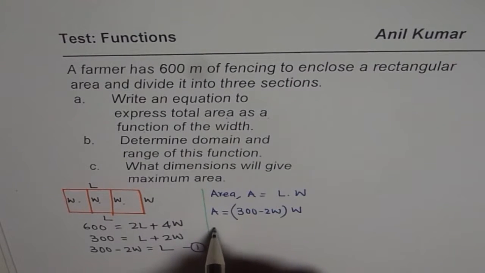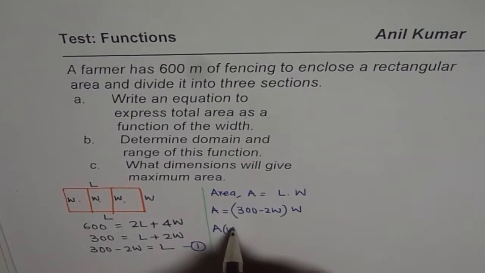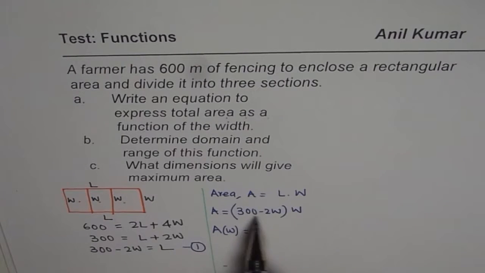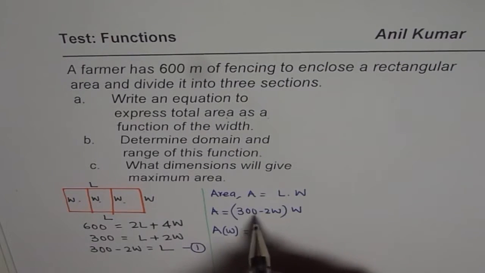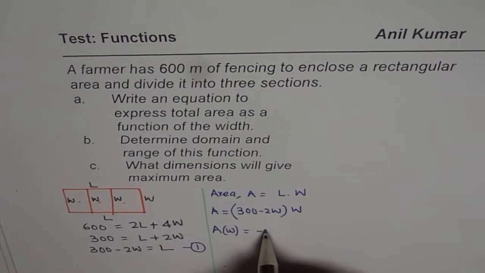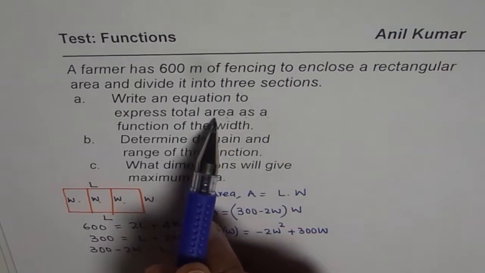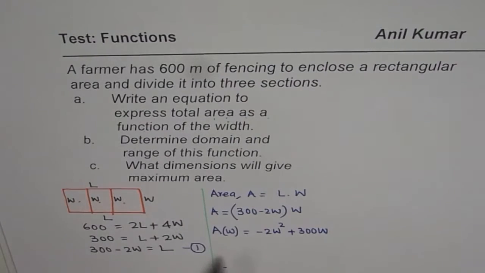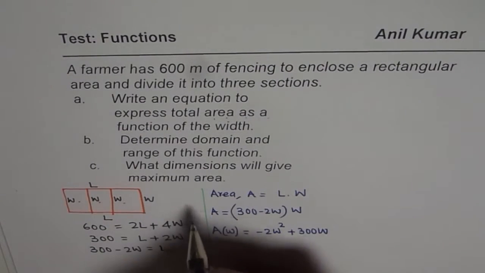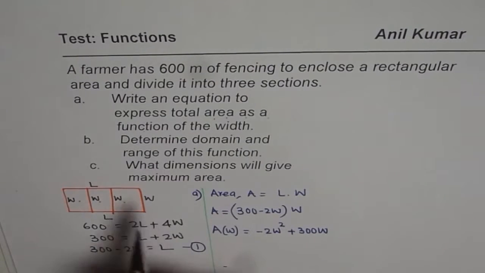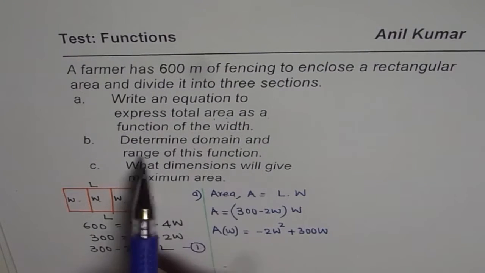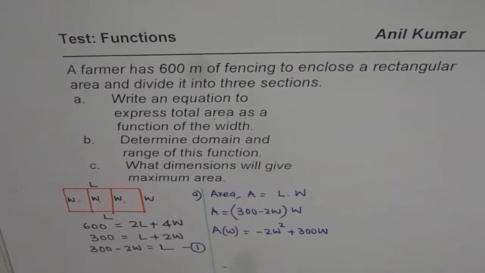Since there is only one variable, I can write A of W equals minus 2W squared plus 300W, right? So that becomes the equation to express area as a function of width. So that is our part A. You get an idea? So this is part A. Now part B is, determine domain and range of the function. Now how to find domain and range of this function?